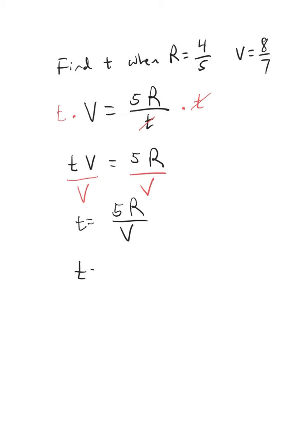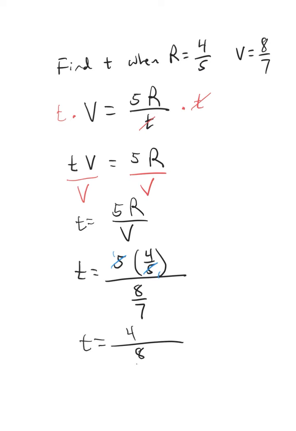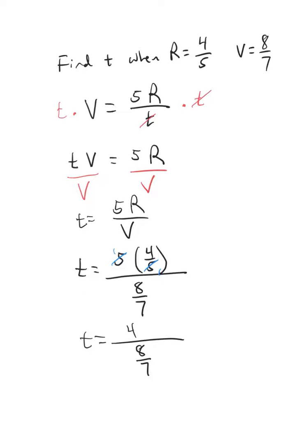So t equals 5 times 4/5 over 8/7. This one here, 5 times 4/5, well, you have a 5 and a 5th, so those cancel out, giving us t equals 4 over 8/7.